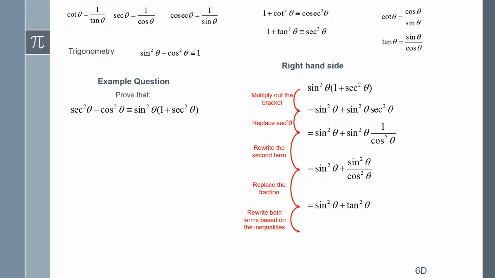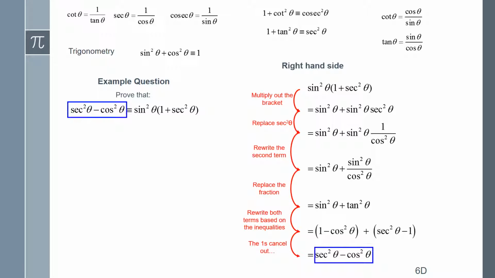We can then rewrite both of those terms based on the identities. Sine squared plus cos squared is equal to 1, so sine squared is 1 minus cos squared theta. And tan squared plus 1 is sec squared, so tan squared is sec squared theta minus 1. Well, now you can see by doing that, we've pretty much got to the point where we want to get to, which is that sec squared minus cos squared is the same as the solution. Now obviously you could have done that from the left hand side and worked your way forward the other way. Either way would work fine in this particular question.